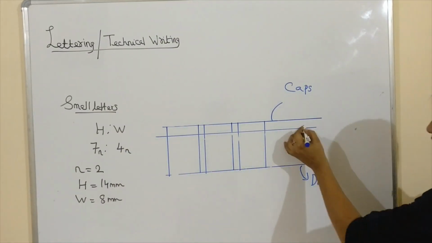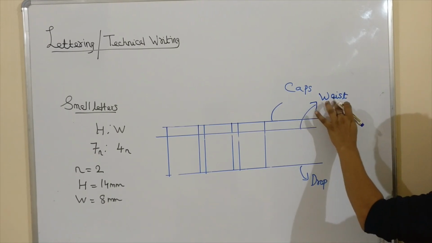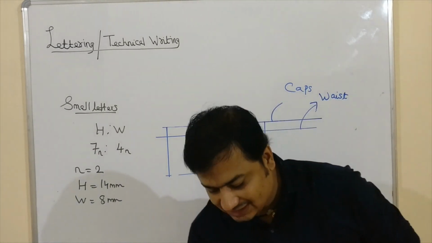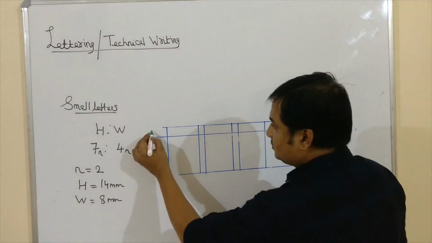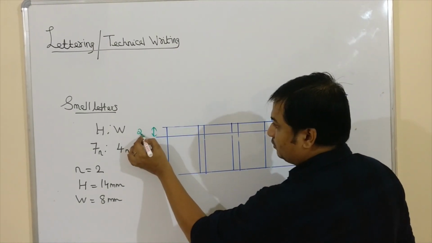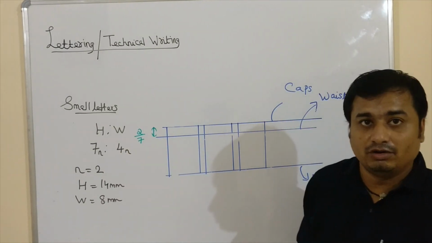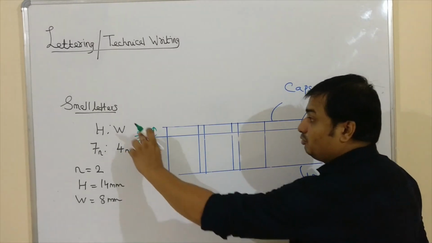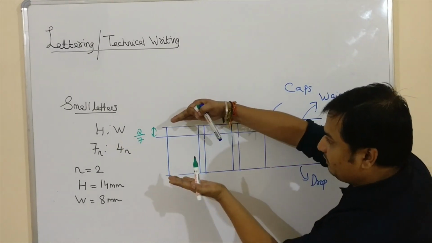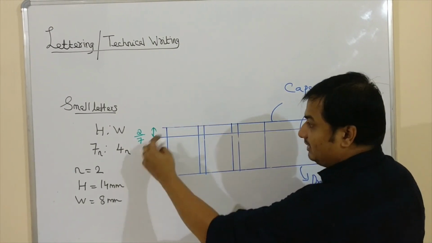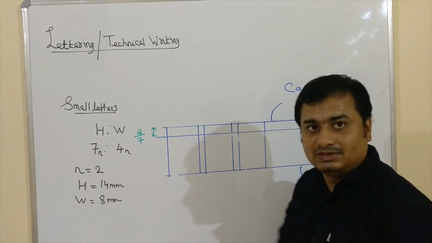Now this line is called the waistline, and this will be at a ratio of 2/7, not distance. This will be at a ratio of 2/7 from the caps line. 2/7 means if the distance between caps and drop is 7, this length should be 2.